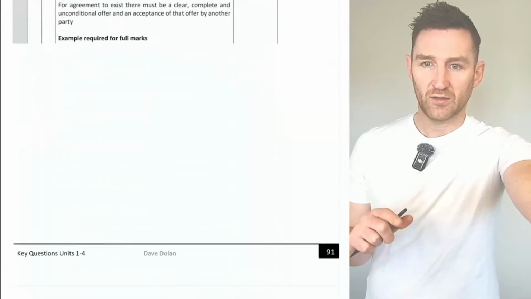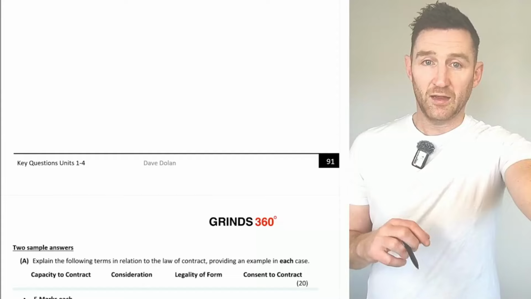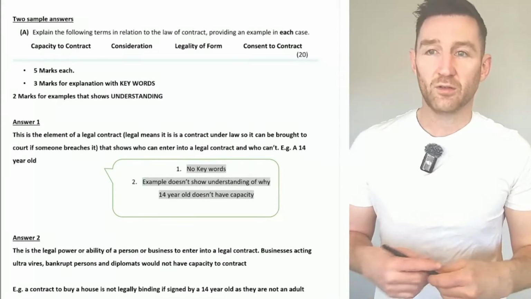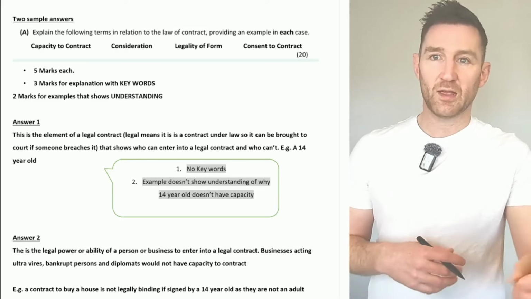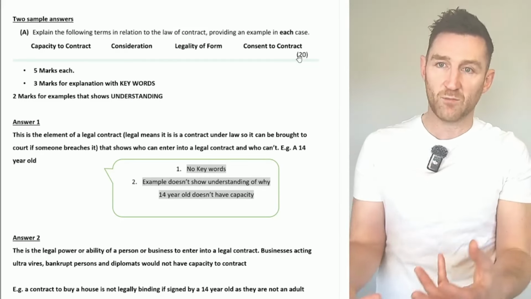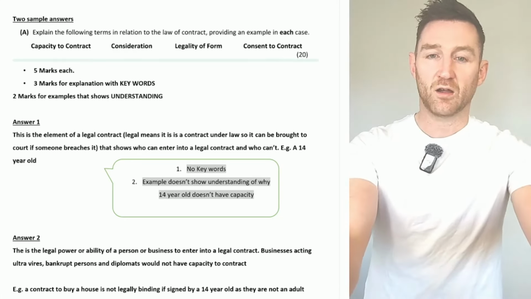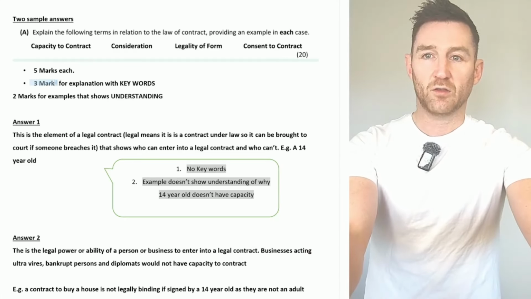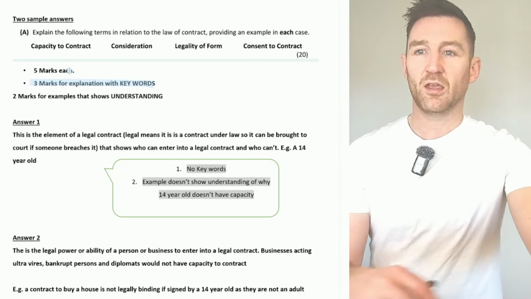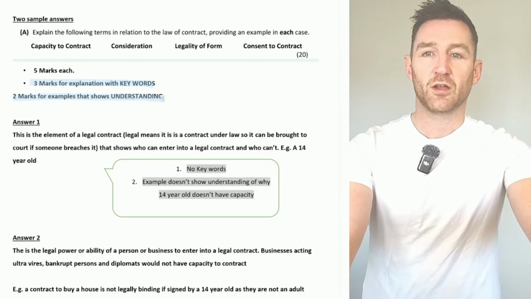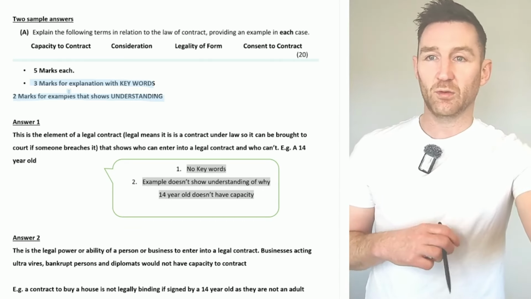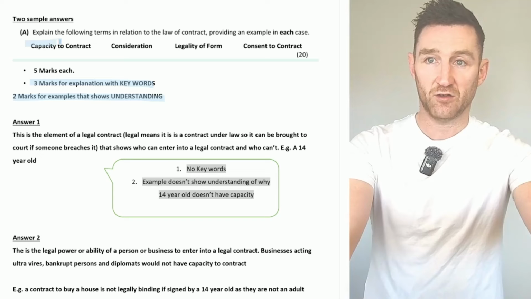Actually, I want to show you the examples thing first of all. Let's say you go to page 92, and you're dealing with that question, right? The question says, explain the following terms in relation to contract law, provide an example in each case, and you're given capacity, consideration, legality, and consent to contract. And there are 20 marks, 5 marks each. The 5 marks there are broken down: 3 marks for an explanation with key words, so that key bit of info, theory or textbook knowledge, all the same thing, and then 2 marks for the example that crucially shows your understanding.